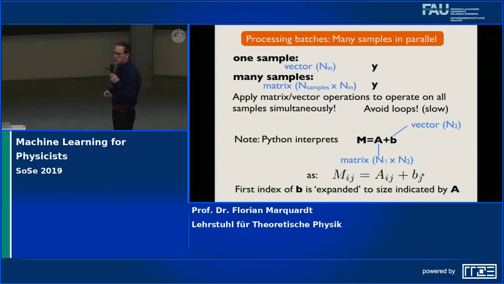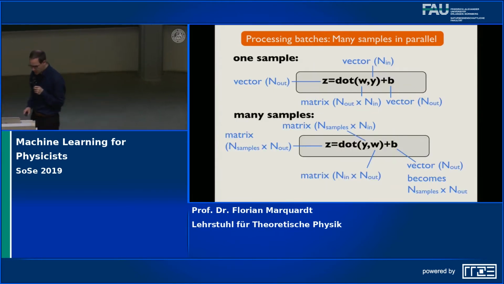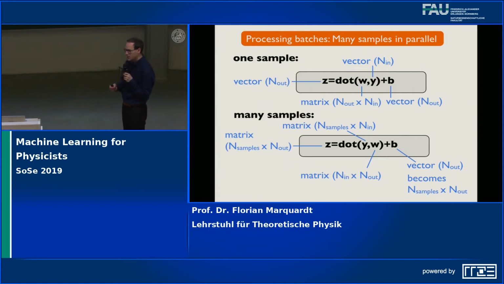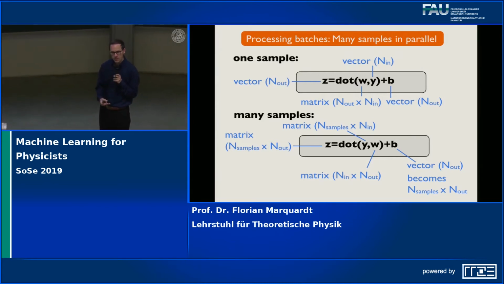So automatically, you can write down such expressions that combine two different tensors of different dimensionality. And if the dimensions match in the right way, so this N2 is the same as that N2, then Python will be able to handle it. So that will become important in the following when we write down these expressions, because now we can translate what we did for one sample to many samples. First, I recall what we did for one sample.